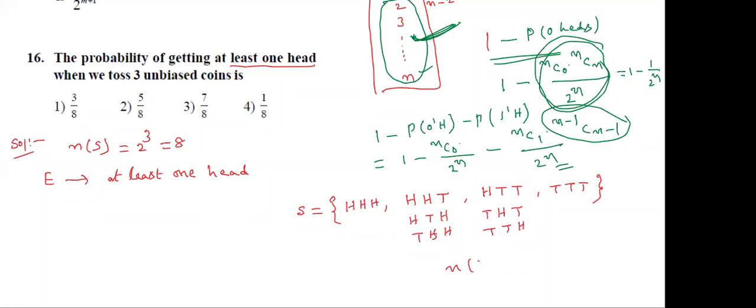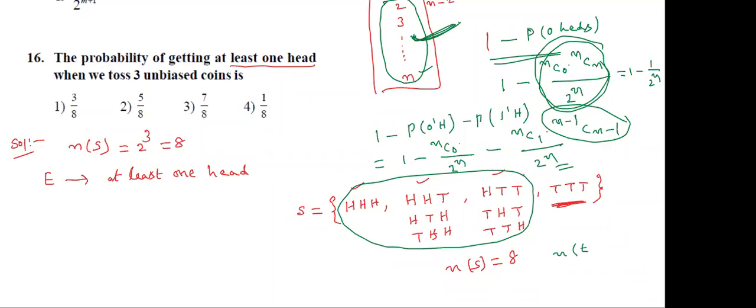Number of sample points, count it. Total 8. Here what are they asking? At least one head. Here one head is there. Here one head. This one we can't count. Here, totally how many sample points are there? Total 7. So n(E) is 7. So P(E) is 7 by 8. Okay, this is one method.